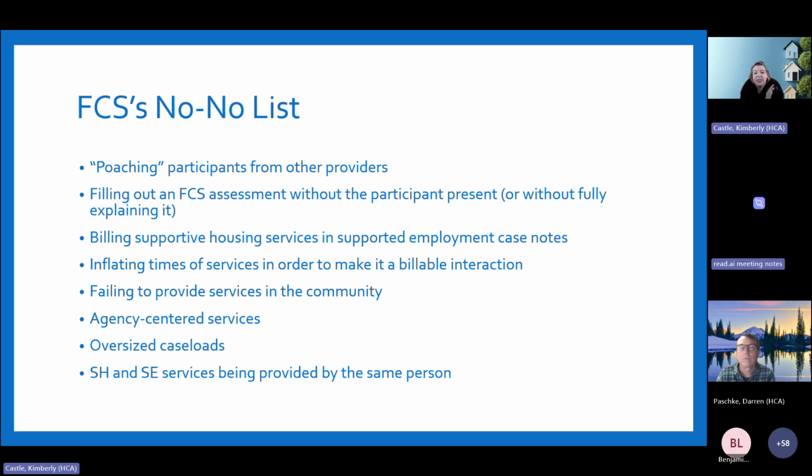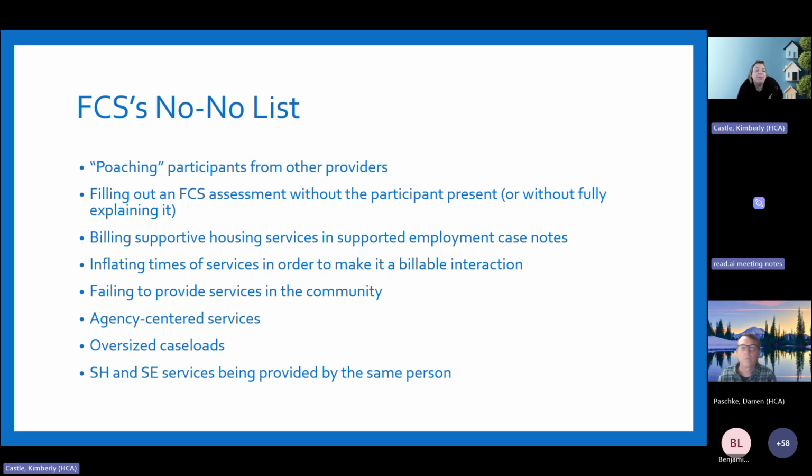And Darren talked about the rates. So 15-minute increments for employment, 145 per diem for housing, but we never inflate that time. We need to be very clear about how much time we've spent with somebody. As long as it's 15 minutes or more, we can bill for these services.